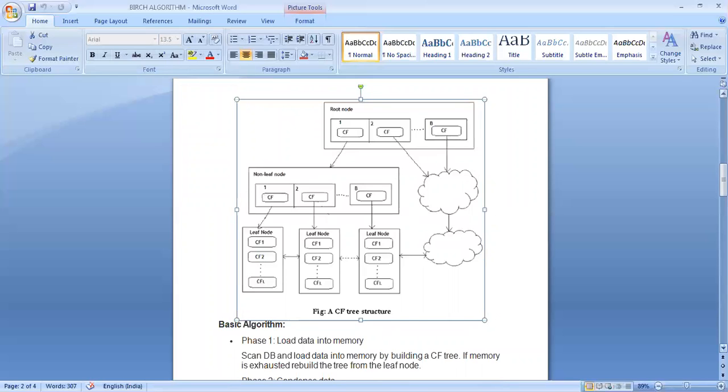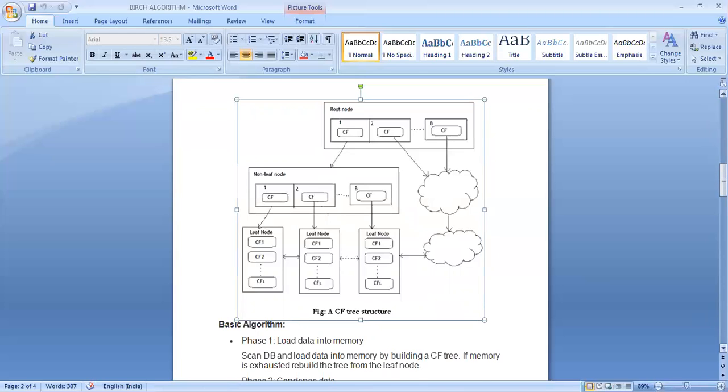Here we find that the clusters are arranged so that they form a tree-like structure which is height balanced. Through this, the advantage we get is that we can create a CF tree in a single pass. This is the advantage of the BIRCH algorithm.